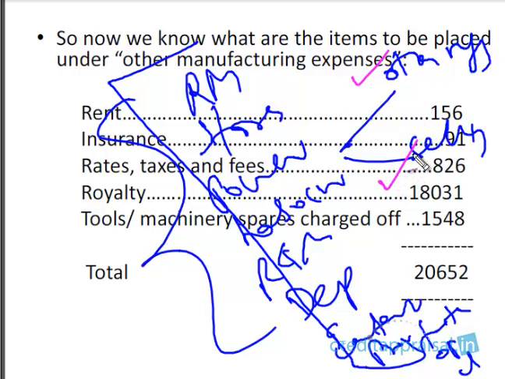So we'll close this segment here. In the next segment, we will be discussing a very important item called depreciation. That is also an expense item appearing on the debit side of the P&L account. We're going to discuss depreciation in the next segment. See you there.